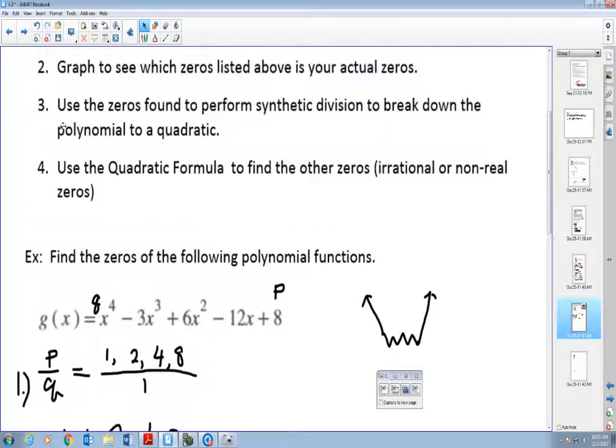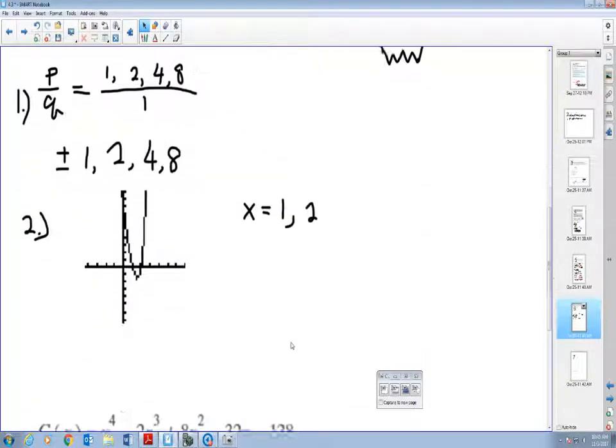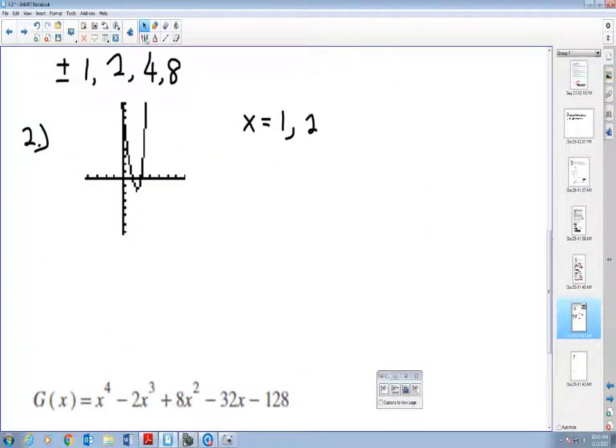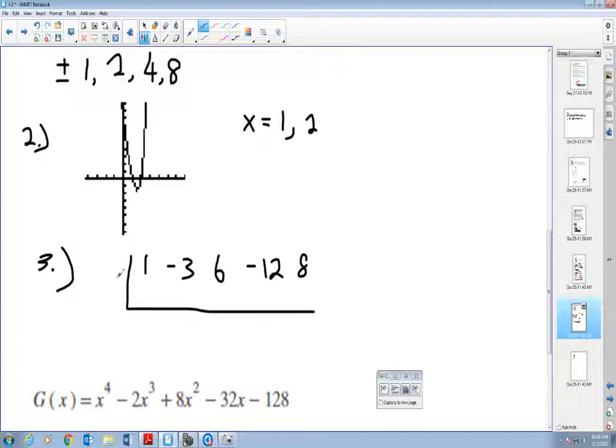Step number 3, use the zeros that I just found to perform my synthetic division. There is no missing term, so that will be 1, negative 3, 6, negative 12, and 8. I'm going to use 1 to start out with. By the remainder theorem, since 1 is my zero, my remainder will be 0 as well. Bring down the 1. 1 times 1 is 1. In synthetic division, we add. That's negative 2. 1 times negative 2 is negative 2.